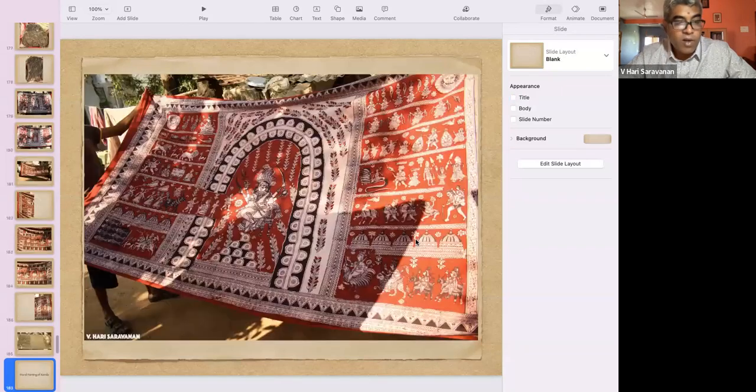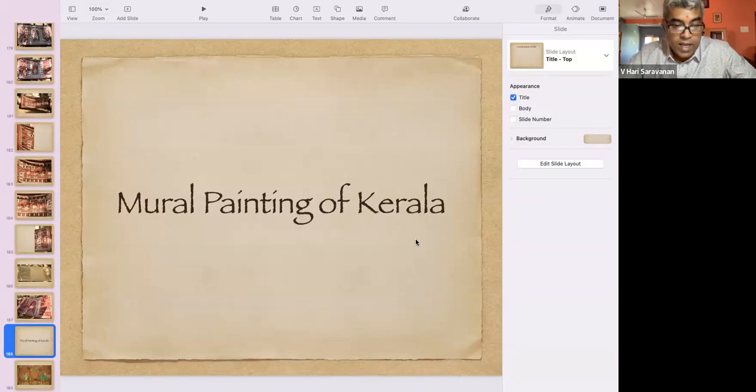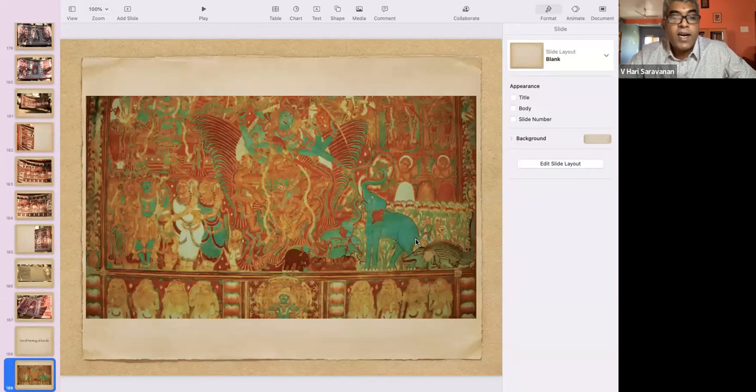Now we come back to South India. Here are the mural paintings of Kerala. The mural paintings of Kerala adorn the exterior walls of the temples in Kerala. And this is a tradition which dates back to the 9th to 11th century.